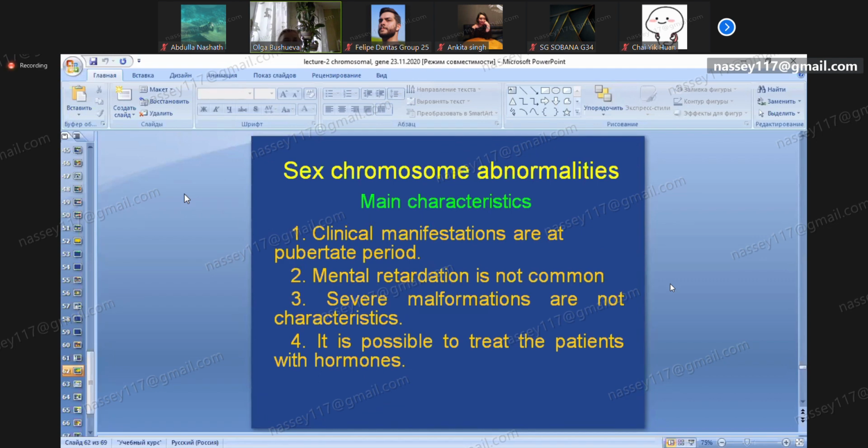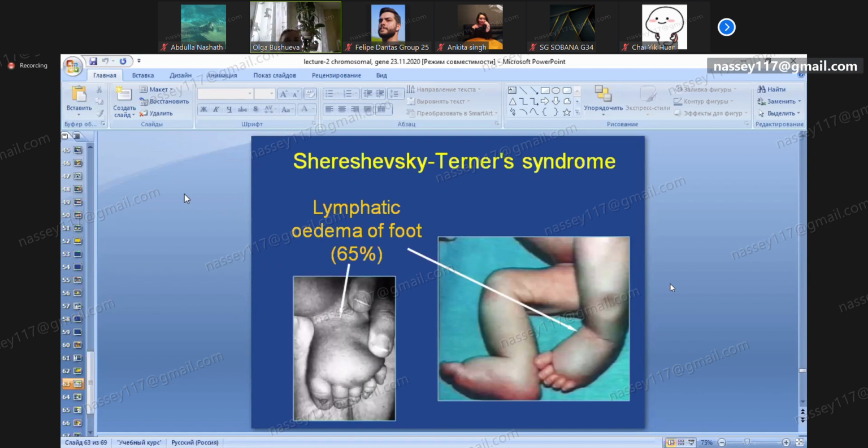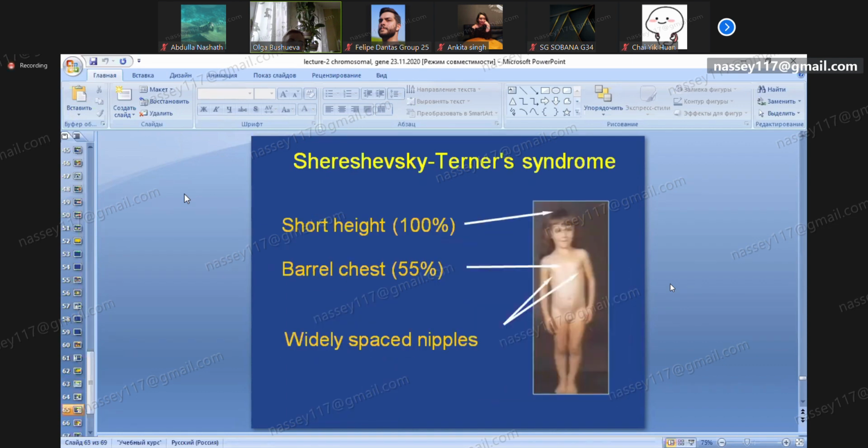Next question will be sex chromosomal abnormalities. They are the most frequent chromosomal diseases, and the main features of this type of abnormality are that clinical manifestations appear at the puberty period. Mental retardation is not common. Severe malformations are not characteristic. It is possible to treat the patient with hormones. So, lymphatic edema of the foot we can see in 65% of cases. This patient will have short height, barrel chest, and widely spaced nipples.